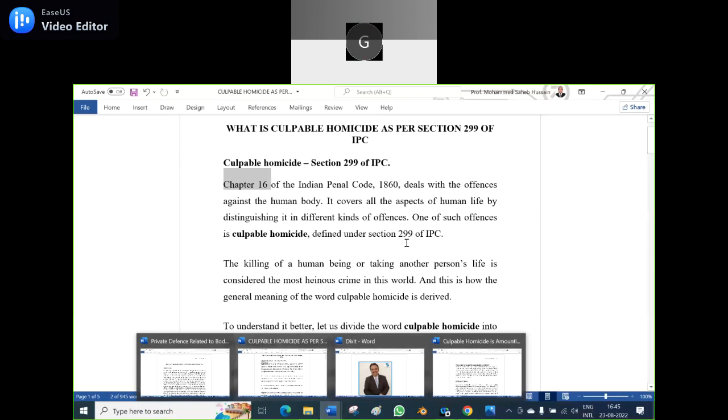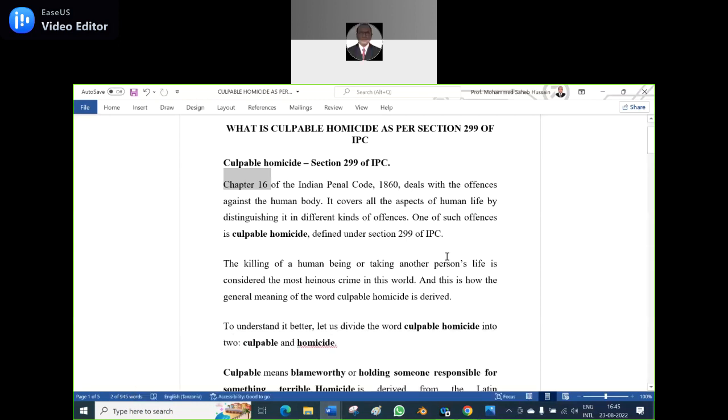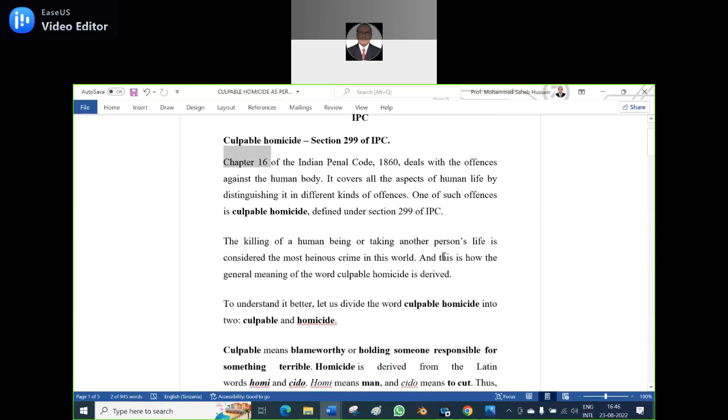Now let us see what is there about offenses against the human body. Whatever the offenses against the human body, it covers all the aspects of human life by distinguishing it into different kinds of offenses, such as assault and battery. One such offense is culpable homicide, defined in Section 299 of the IPC. So what is culpable homicide? The killing of a human being or taking another person's life is considered the most heinous crime in this world, and this is how the general meaning of the word culpable homicide is derived.